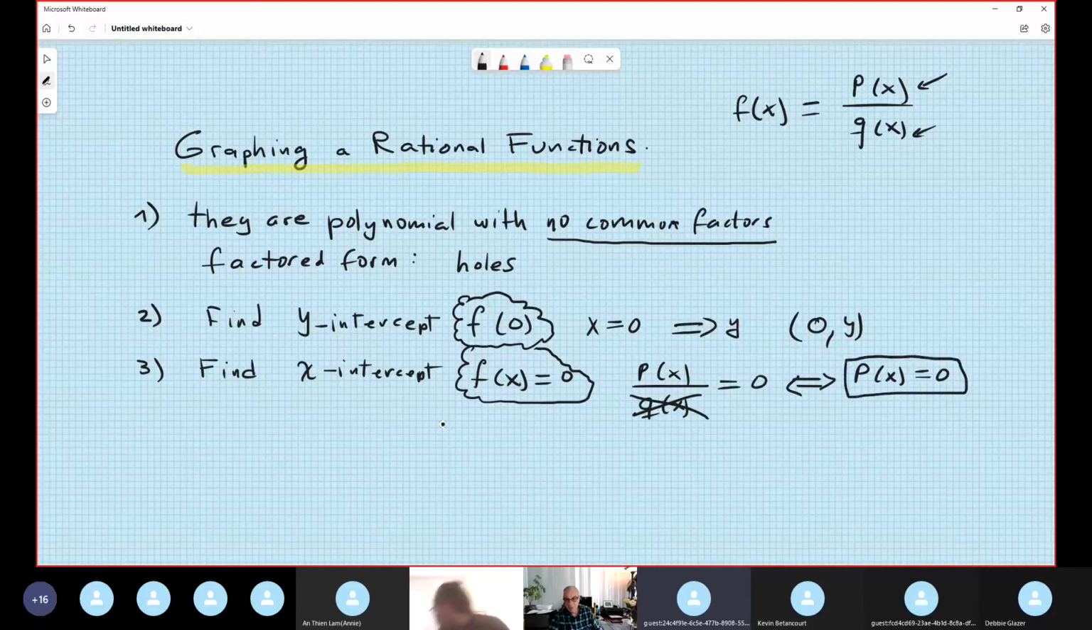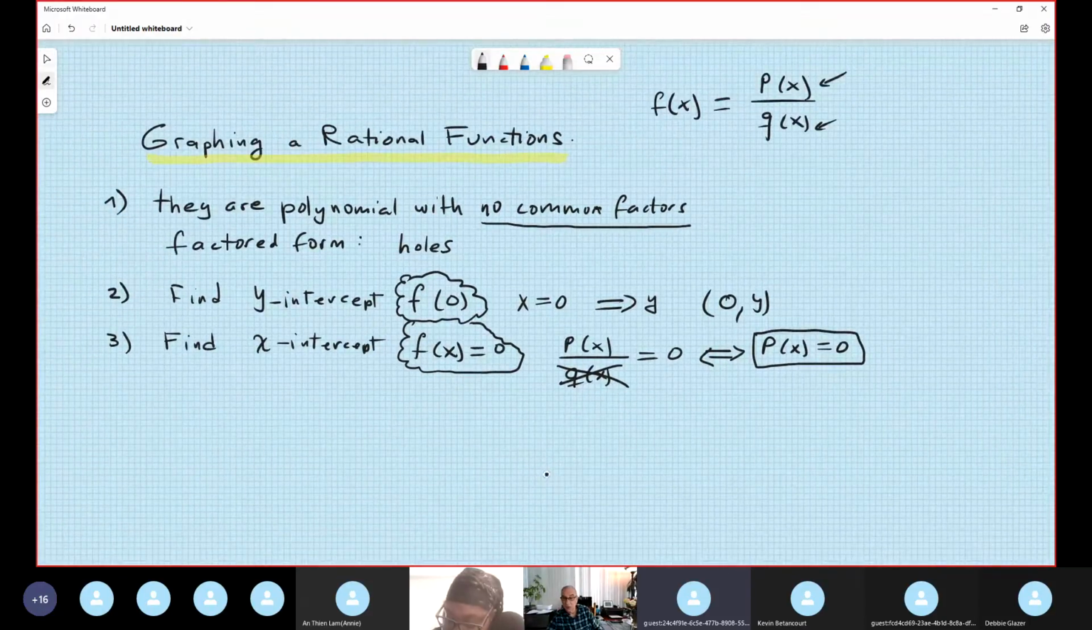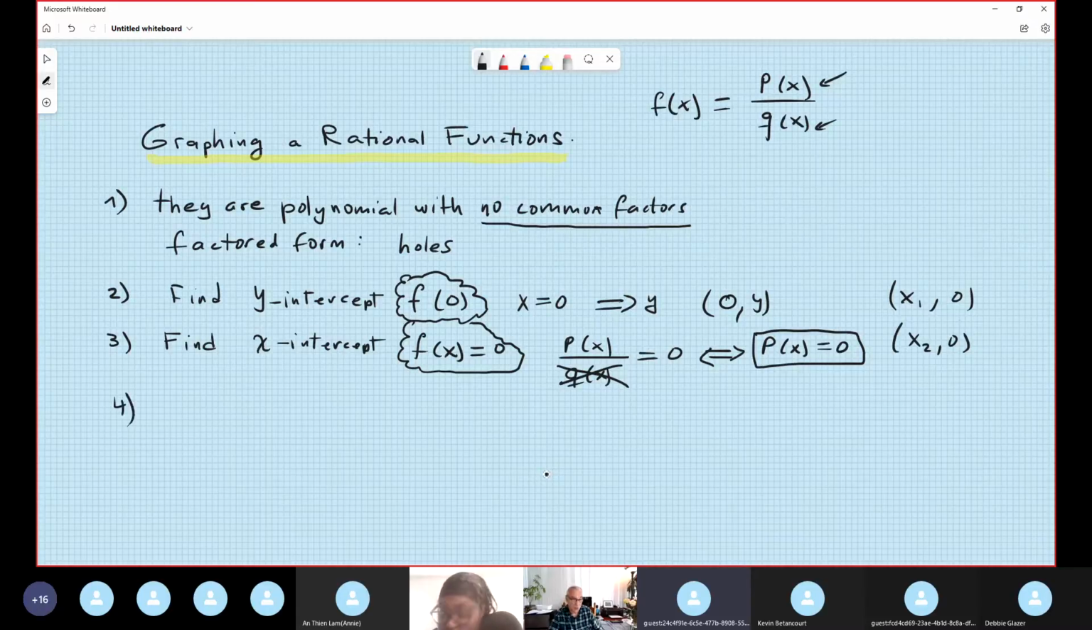Sometimes we have 1 value, sometimes we have 2. Suppose that we have 2 values, then (x1, 0) and (x2, 0), where x is the value you obtain when you solve this equation. Sometimes you get only 1 value, sometimes 2, and 2 is the most frequent. Everyone follow me? Number 4, an important moment, is to determine the vertical asymptote.